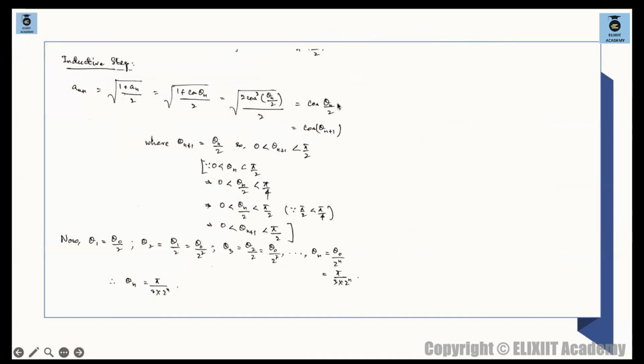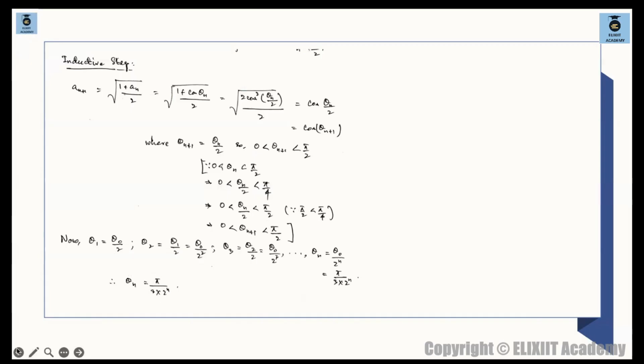The same thing which I've done over here: cos of theta n plus 1, where theta n plus 1 lies between 0 and pi by 2 only. You can see theta n lies between 0 and pi by 2, theta n by 2 lies between 0 and pi by 4, so theta n plus 1 also lies between 0 and pi by 2. Now your main task is to find out theta n. Once you find out theta n, you're done.